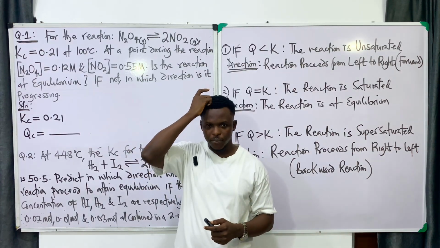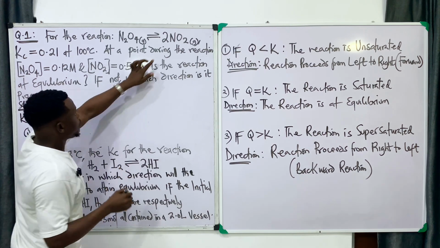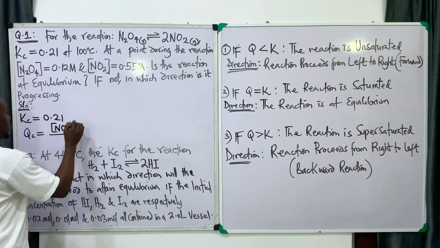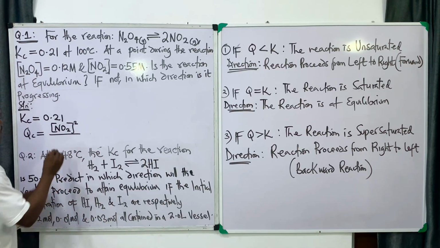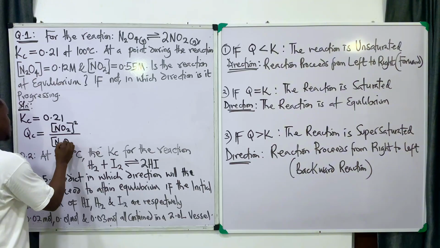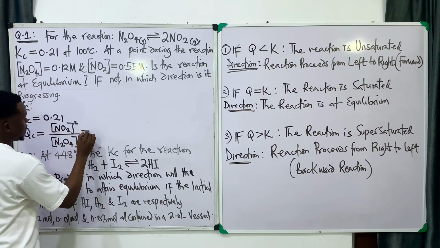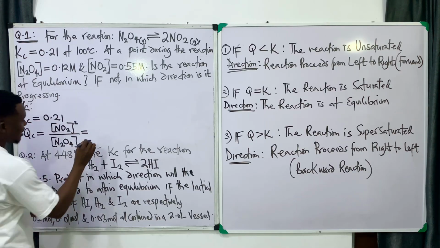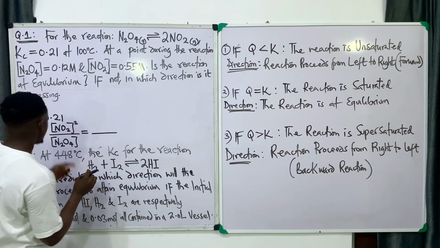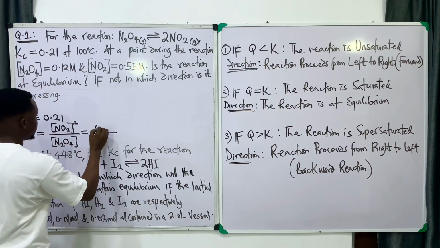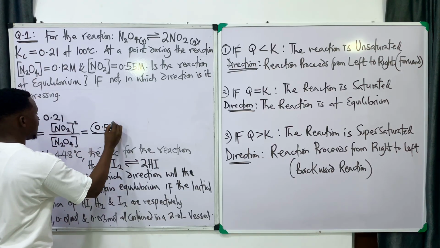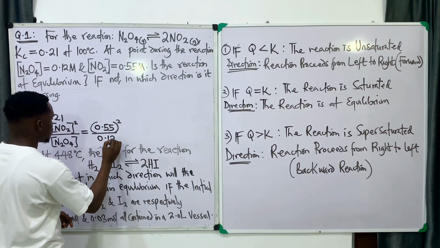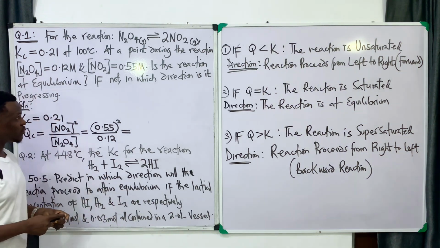So in this case, they said at a point, which means it has not yet attained equilibrium. So the product of this reaction is NO2, raised to the power of 2, all over N2O4. All right, so let's insert the values here. NO2 has a value of 0.55, and this is squared because of the coefficient, and N2O4 has a value of 0.12. Now when you evaluate this, what are we going to get?